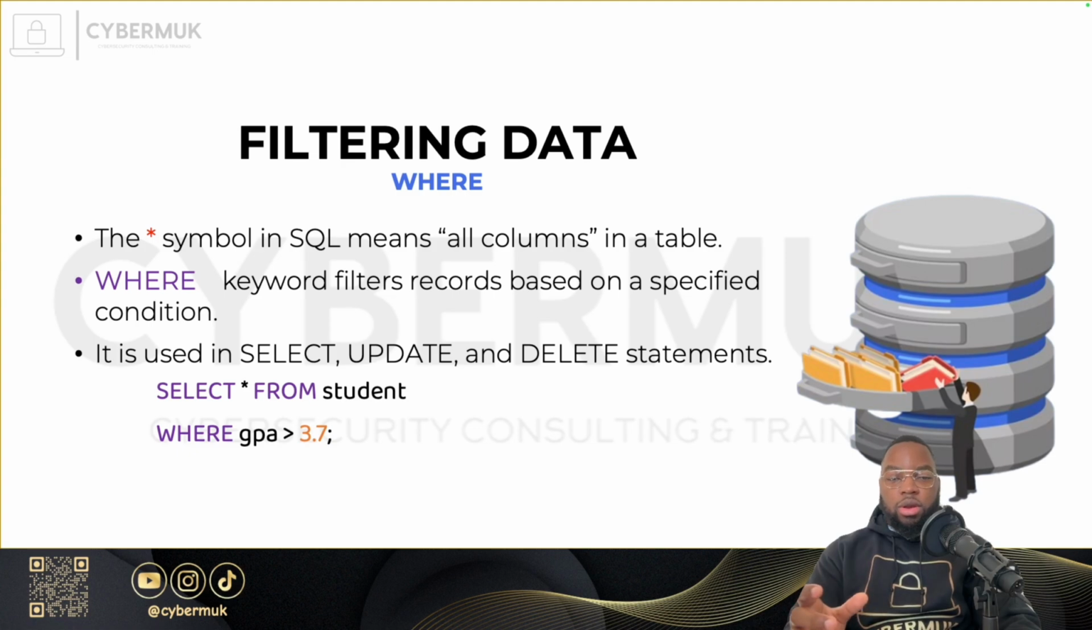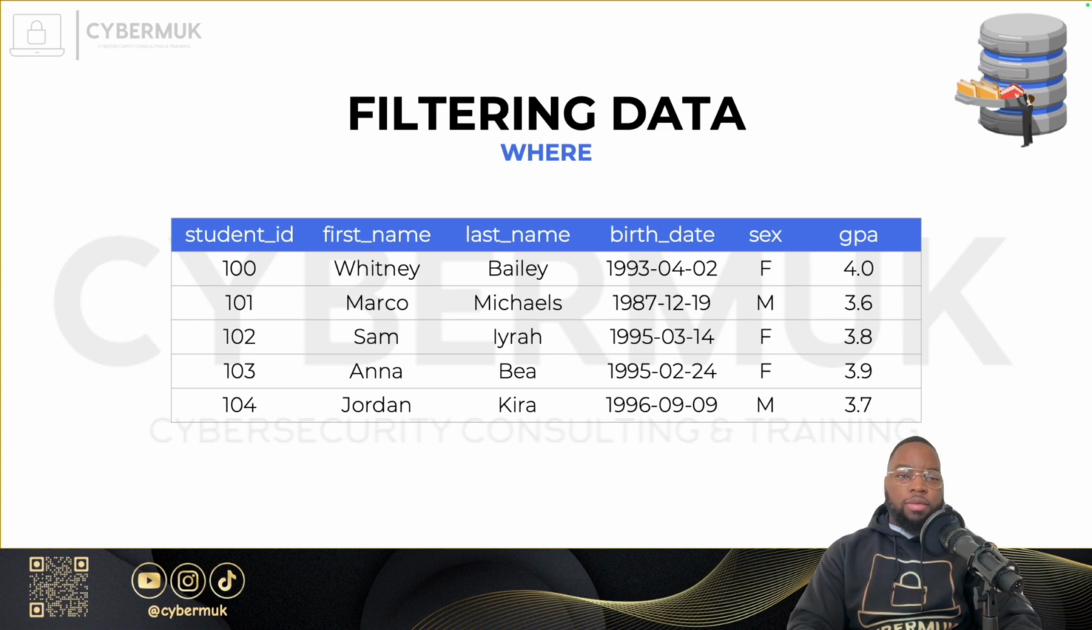And this is what it looks like. SELECT * FROM the specific table WHERE the GPA is greater than this. And you can come up with multiple examples, so many of them. But for this example, this is what our table initially looks like. No changes. This is the table we just created.